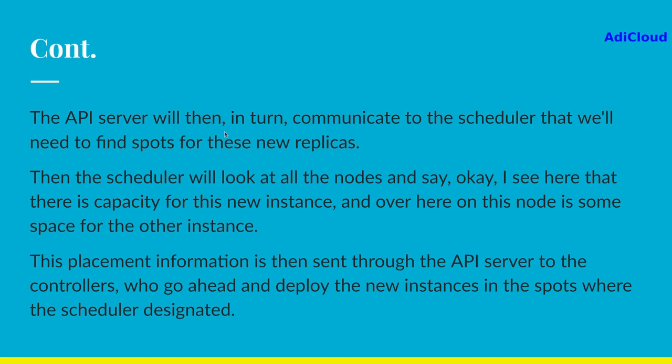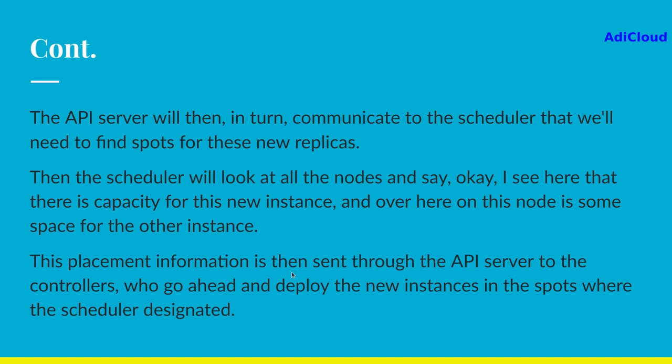Then the API server will in turn communicate to the scheduler that we need to find spots for these new replicas. The scheduler is responsible for finding a suitable place where there is capacity to deploy these 2 new instances. The scheduler will look at all the nodes and say, okay, I see here that there is capacity for new instances, and over here on this node is some space for other instances as well. So the scheduler finds a place: you can place your 2 instances on X node. This placement information is then sent through the API server to the controller.